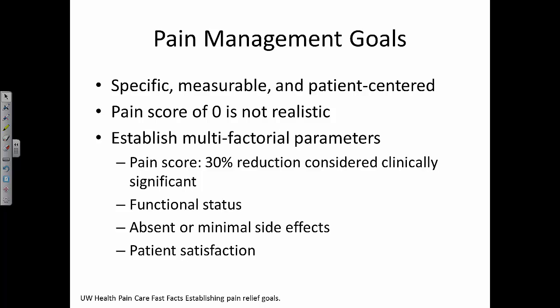You want to establish a number of different factors to assess pain management, and typically we consider a 30% reduction to be clinically significant, but this can really be difficult if you're asking a patient to say if their pain is mild, moderate, or severe. If you're using those verbal descriptors, what does a 30% reduction really mean? So again, using functional status and what the patient is able to accomplish day to day is another surrogate marker for pain management. You also want to consider the presence of side effects. Ideally, they should be absent or minimal, and the patient's satisfaction with the pain management therapeutic regimen.